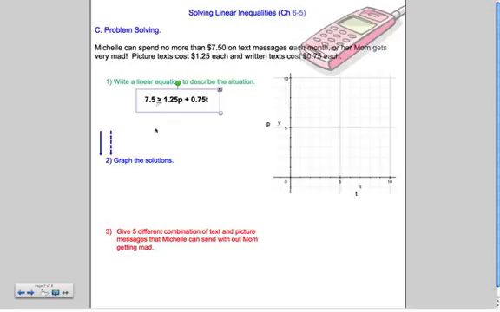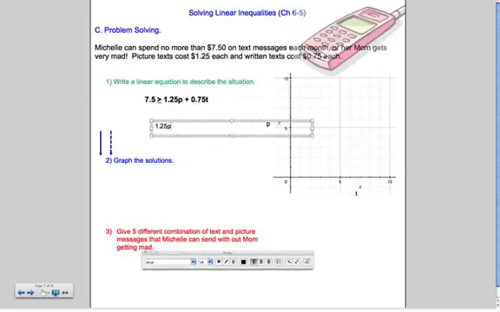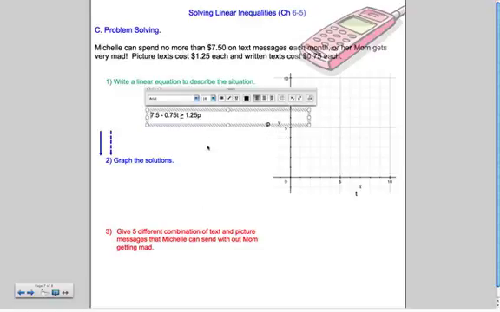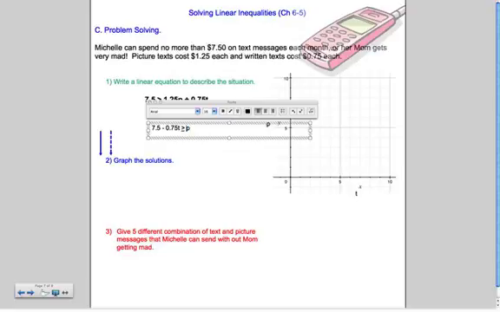So you'd say, all right, well, 1.25 p has got to be less than or equal to 7.5 minus 0.75 t. Yeah? Great. We just subtracted that from both sides. Okay, cool. So we're going to keep rearranging that by dividing by 1.25. Divide both sides by 1.25.